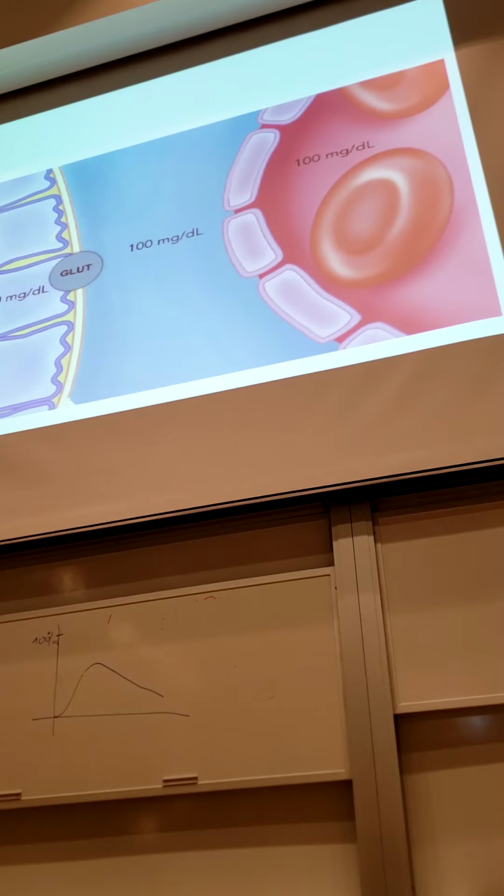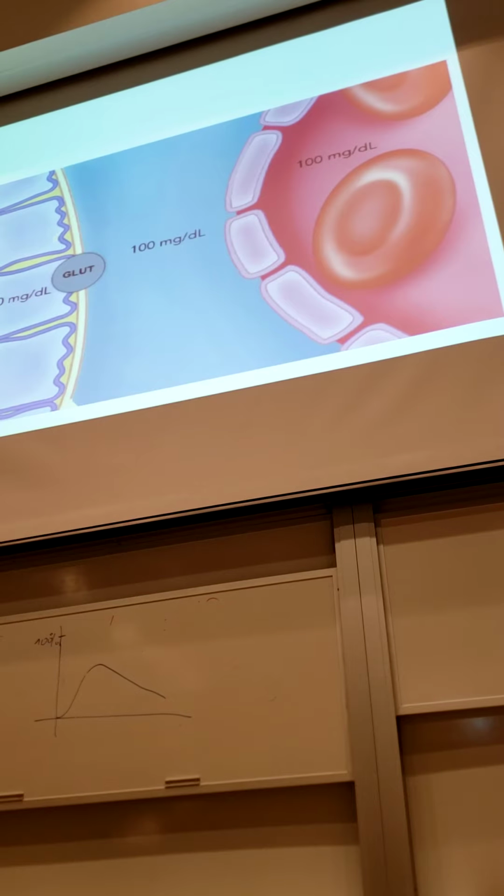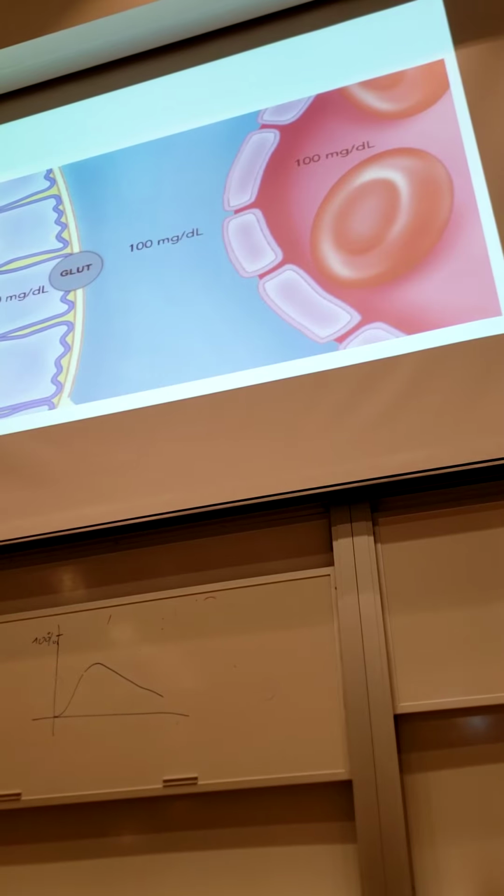A deciliter is, what is a deciliter? Tenth of a liter, right? So it's 100 milliliters. Don't know why, but that's the standard. Okay, the units don't really matter, but 100. So we have 100 milligrams per deciliter in the blood.